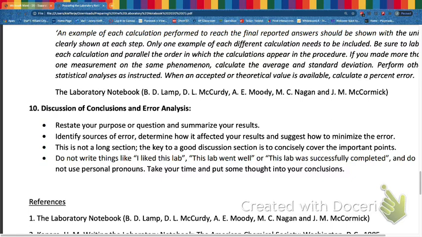Don't write that this lab was successful or that you liked this lab. You don't need to do that. This should not be an overly long section. I would say maybe 4 sentences. It should be written in third person past tense. This should be in paragraph form, so you should write your conclusion as a paragraph.